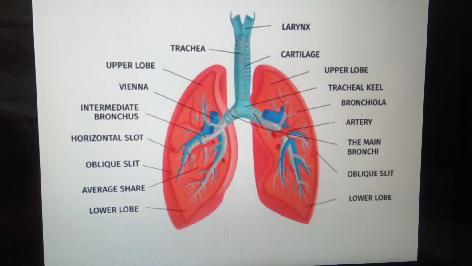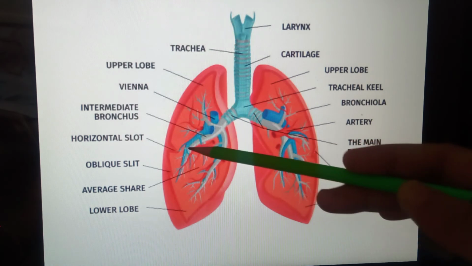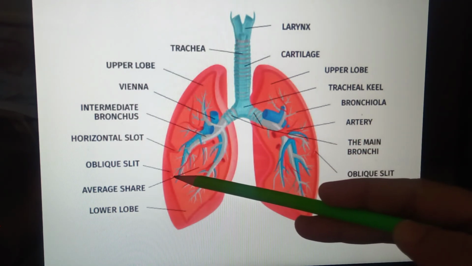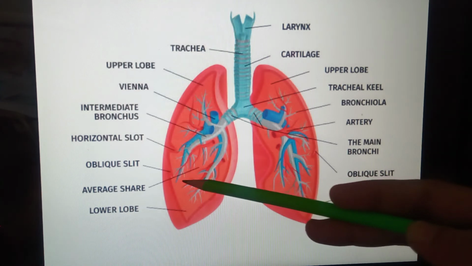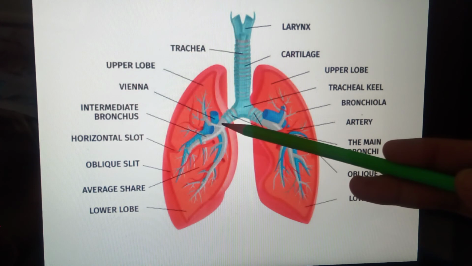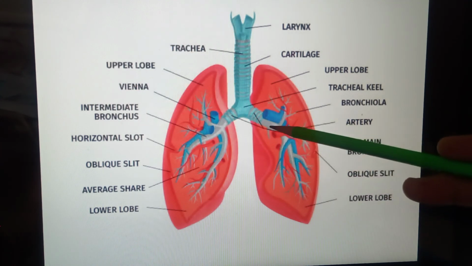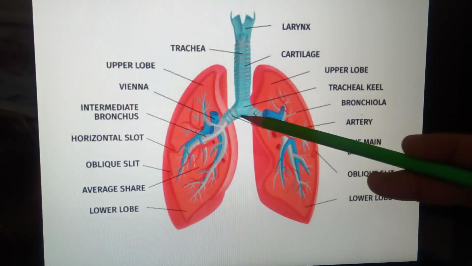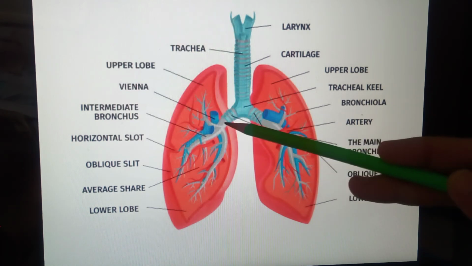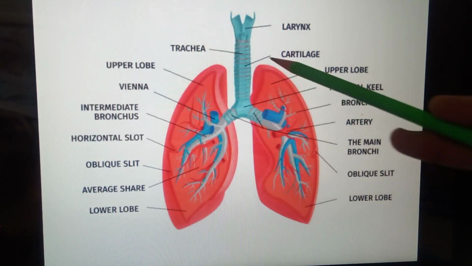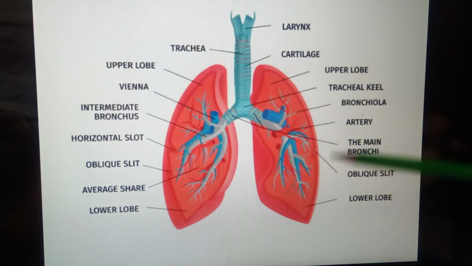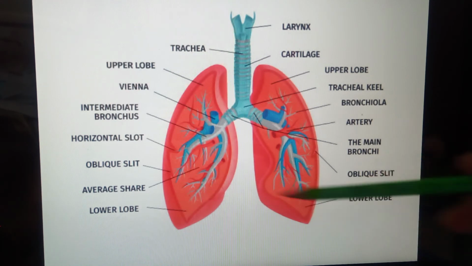In this figure you can see the horizontal slit, which is the horizontal fissure, and the oblique slit, which is the oblique fissure. And this is the trachea, divided into two parts, the right primary bronchus and the left primary bronchus, and they enter the right lung and the left lung. This is the upper lobe, this is the trachea, this is cartilage. The trachea has C-shaped cartilage, and this is the lower lobe of the lungs.